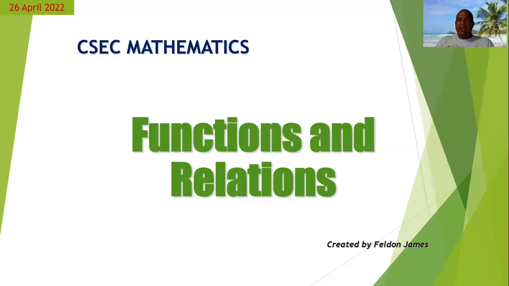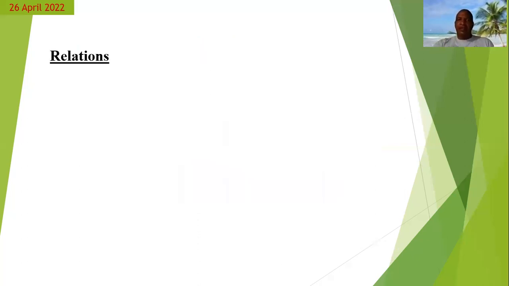So as I was saying, this topic is still graphs, but it's a more formal aspect of graphs where we are now defining the type of equations in terms of either a function or a relation. So we're going to start off looking at first what is a relation, and then we move on to look at what is really a function. All right, so a relation.